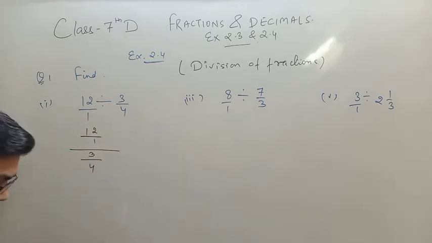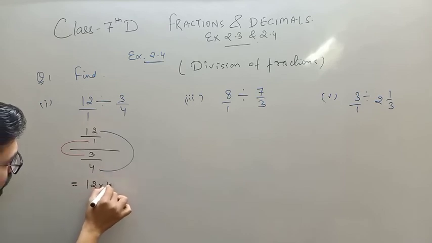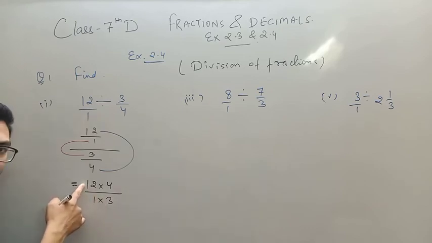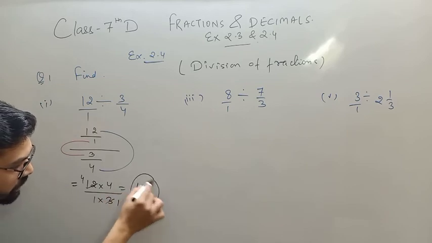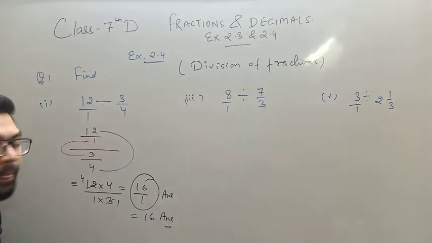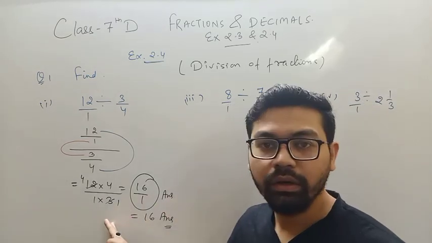So you just need to multiply these 2 terms, and you need to multiply these 2 terms, right? So what you will get in the answer? 12 4s are 48 divided by 1 into 3. Now 12 is a multiple of 3, so 3 1s are 3, 3 4s are 12, so you will get 16 divided by 1. So this is your answer. Or you can simply write 16 as the answer. Any doubt? So this is nothing but the division of fractions, and I have already covered this part in the class also, right?